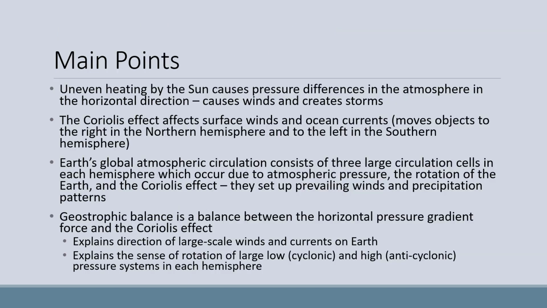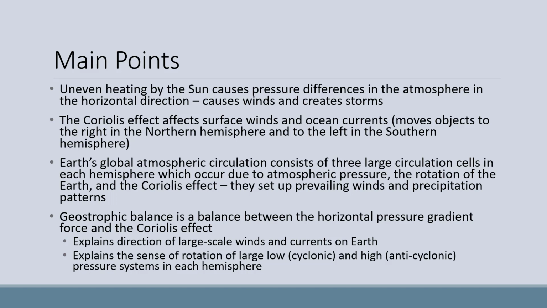That concludes the material. Let's go through and review the main points. Uneven heating by the sun causes pressure differences in the atmosphere in the horizontal direction. This creates winds and creates storms. The Coriolis effect affects surface winds and ocean currents. It moves objects to the right in the northern hemisphere and to the left in the southern hemisphere.